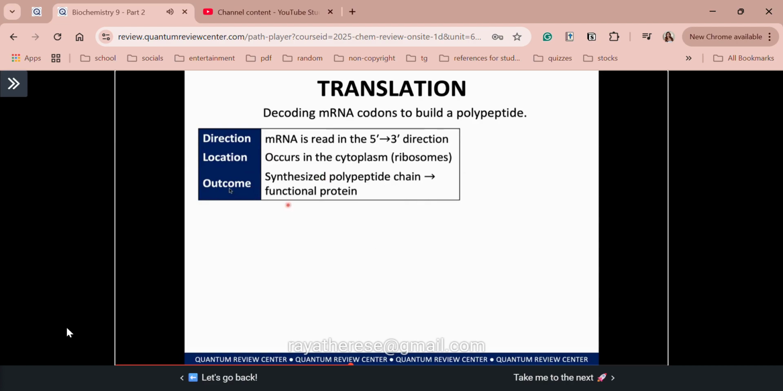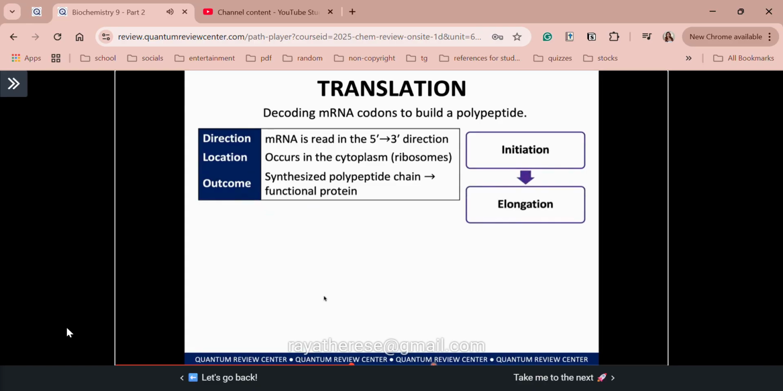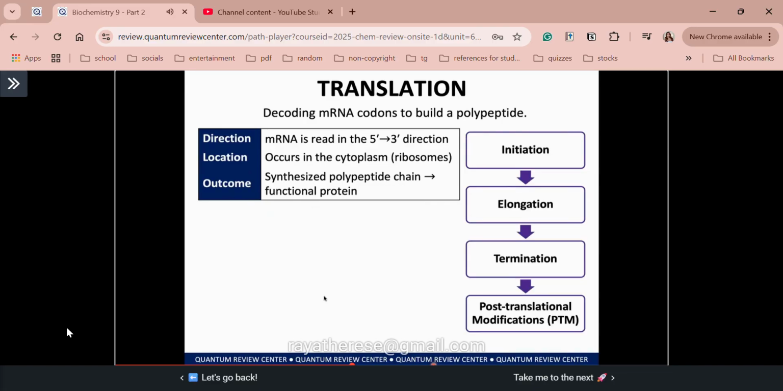Okay? So class, again, similar lang ang processes here in translation, with your initiation, elongation, and termination as well as PTM. So actually, class, even the factors are also present in your translation. But of course, very specific lang sila in your translation process.